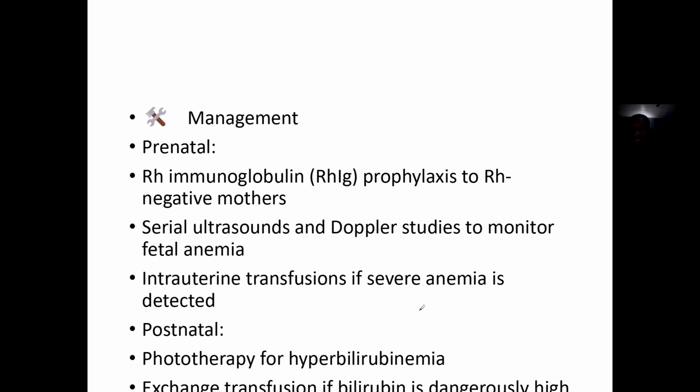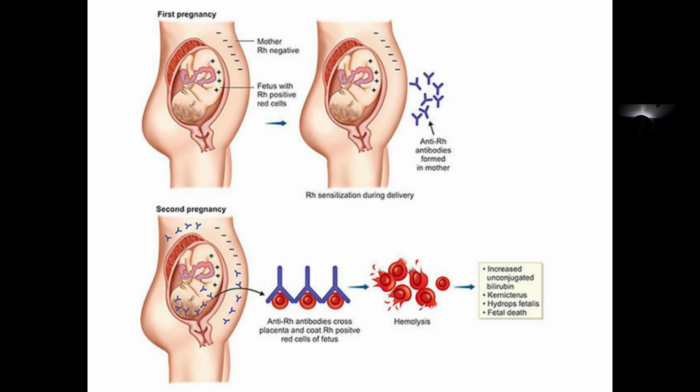So management: prenatally, you can give rhesus immunoglobulin, and do serial ultrasound and Doppler studies to monitor the baby's anemia. Sometimes, even when the baby is still in the womb, you can do transfusions. After the baby is born, you do phototherapy to take care of the high levels of bilirubin, then exchange blood transfusion, where you are basically trying to reduce the antibody-coated red blood cells.